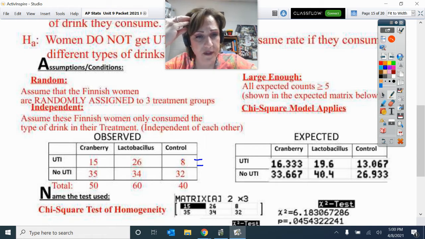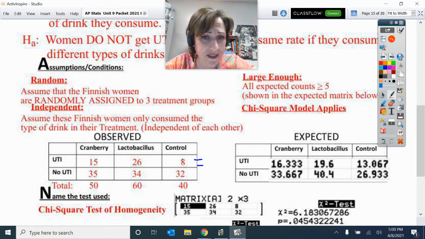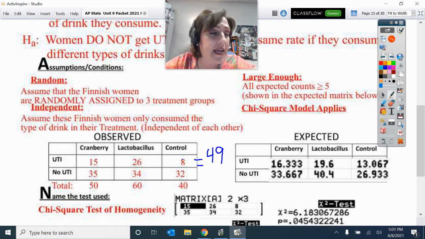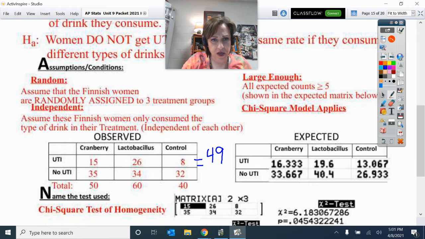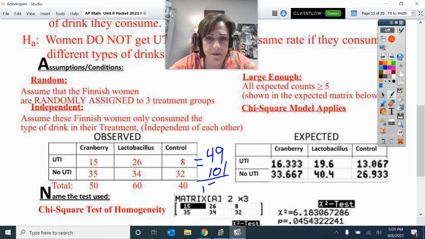What is that? 15 plus 26 plus 8. So that's 41. Is this 49? I don't know because I'm bad at adding and subtracting. And then whatever that would leave us with there. So 99, 101. Is that okay? Which, yay, that's 150. Okay.